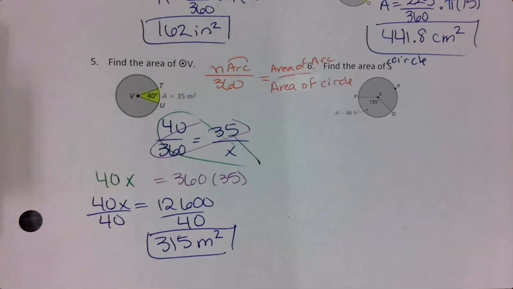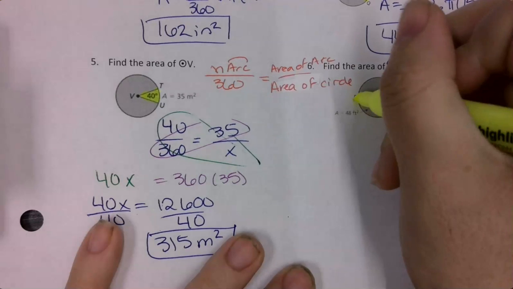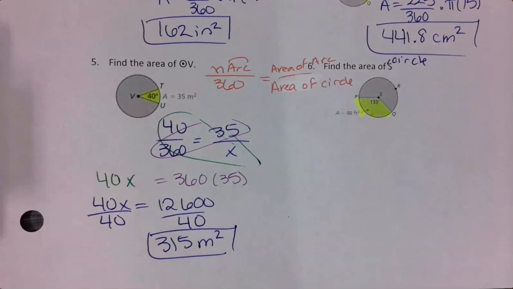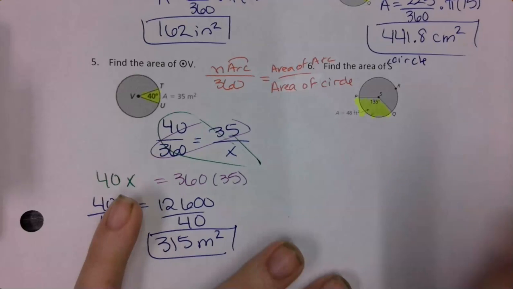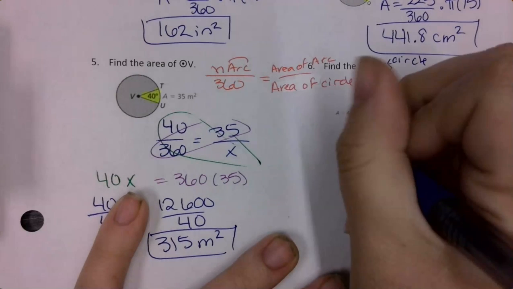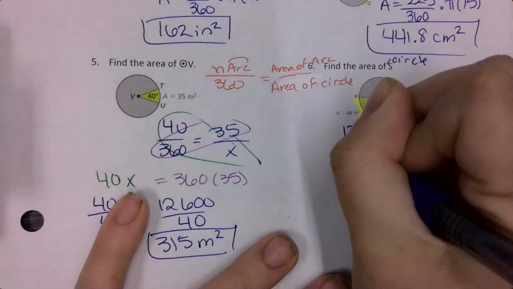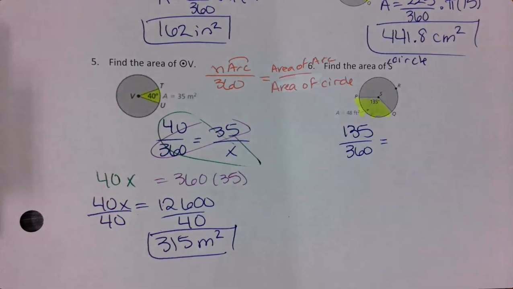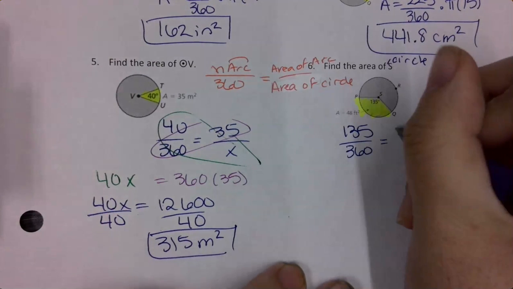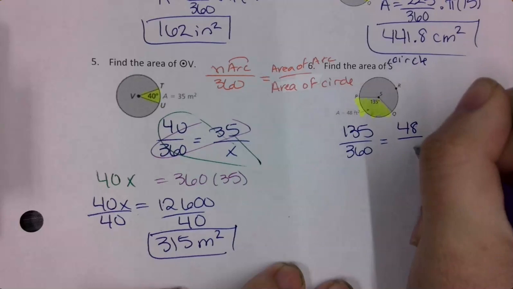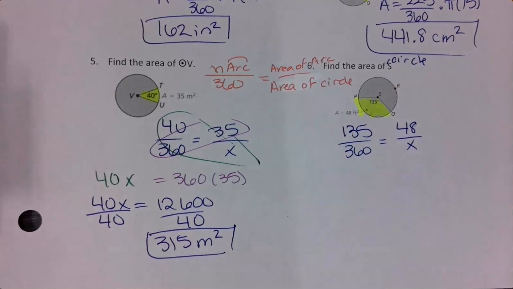Okay, so for number 6, I know the area of this piece is 48. So my angle here is 135. So I'm going to set it up as 135 over 360. I match up the two angles together. And then I know my area of the sector is 48, and my whole circle is going to be x.